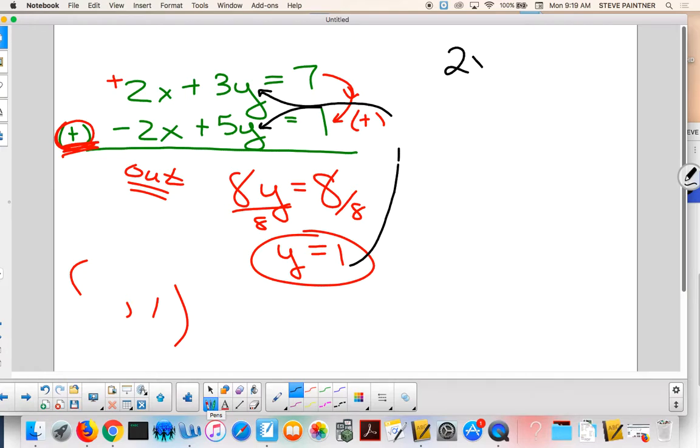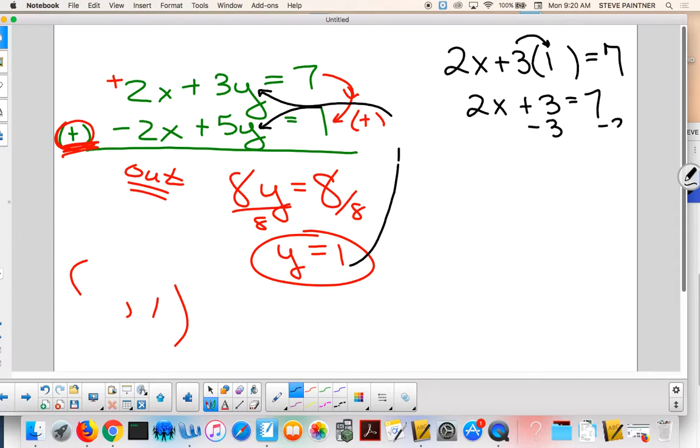I said 2x plus 3y equals 7. But what's y? 8. No, y is 1. Okay, so here I go. 2x plus 3 equals 7. Subtract 3. You get 2x equals 4. X equals 2. Which means they intersect where?